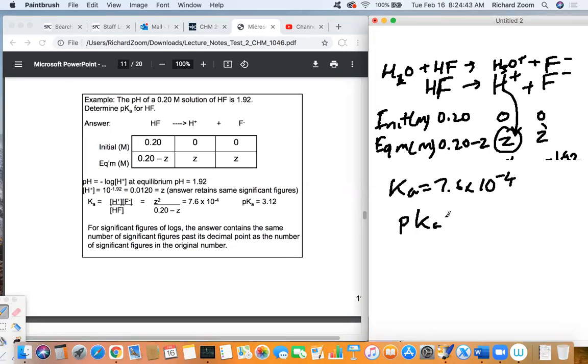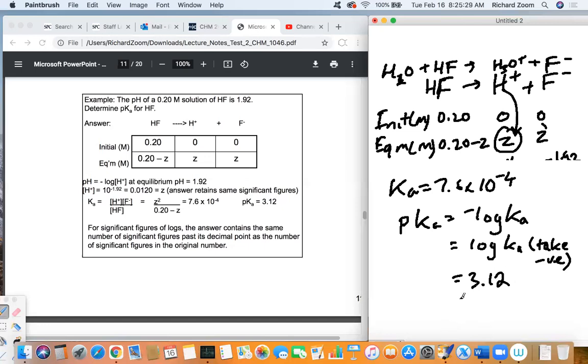The pKa is going to be the negative log of the Ka. Now, sometimes people get confused about this and they say, well, there's no negative log button on the calculator. Well, what I'm really asking you to do is take the log of Ka and then take the negative of that number. Okay, so when you do this, if we do the pKa, it's going to end up being 3.12.